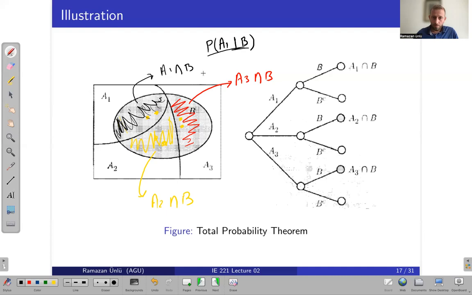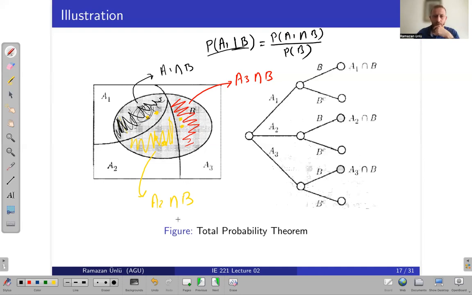So how can I calculate this from the conditional probability definition? I can say this is the probability of A1 intersect B divided by the probability of B, right? So simply, I take this region and divide by all of B. The logic comes from this point.